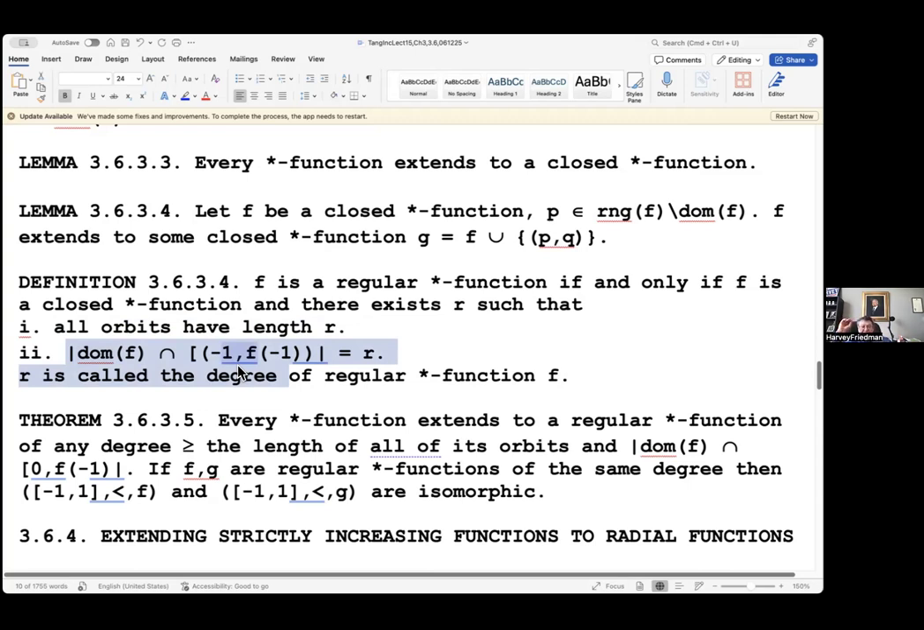Okay, and this is proved by induction. I mean, basically what happens is you take the star function and you start extending it, and show that you are still a star function. In other words, you beef up everything to catch up with the number R. Okay. And every star function extends to a regular star function of any degree where it equals the length of all of its orbits.